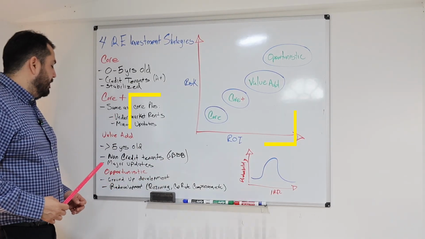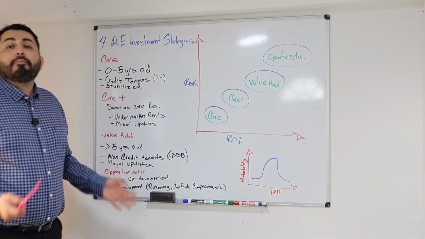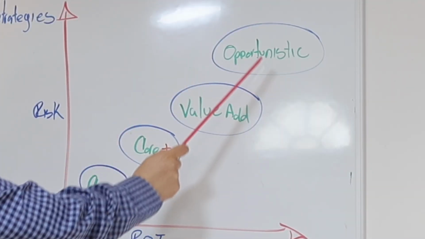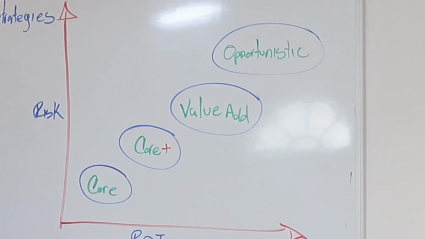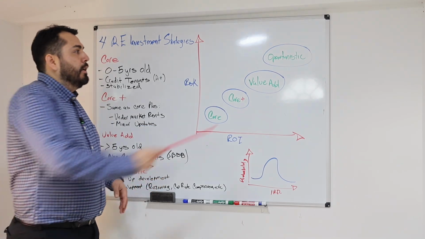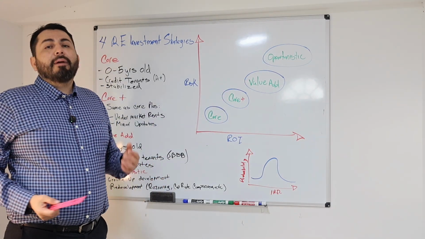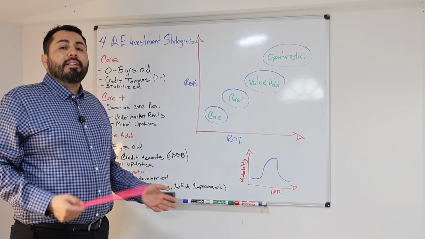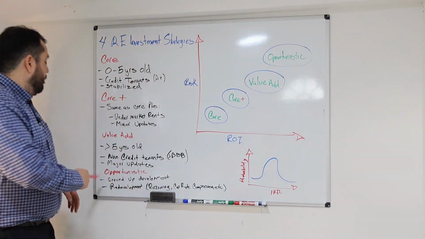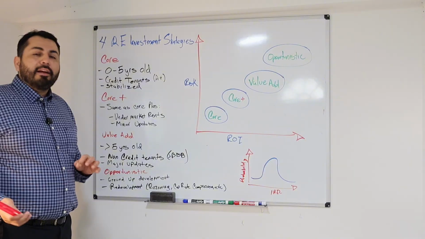In opportunistic strategy, this is the riskiest. You have the most risk here, but you have the most return on investment. We are talking return on investment, maybe in value add, about maybe 16% internal rate of return. In opportunistic, we are talking about maybe 20% and over. Okay, but this is the riskiest strategy.